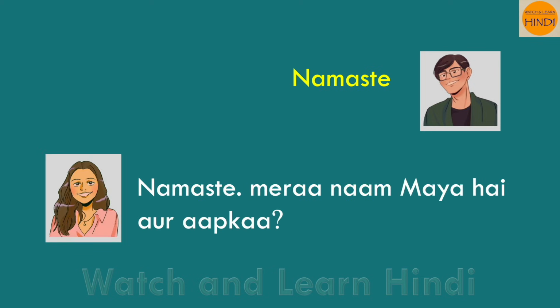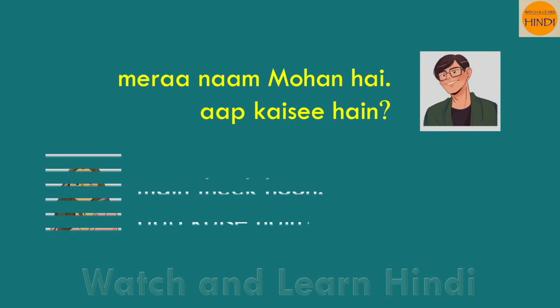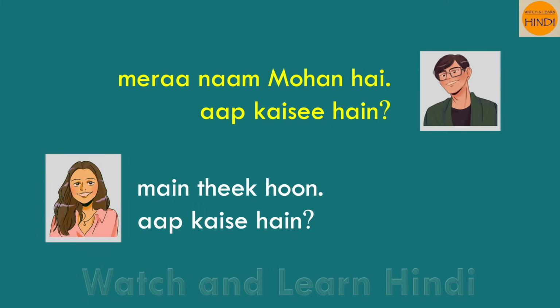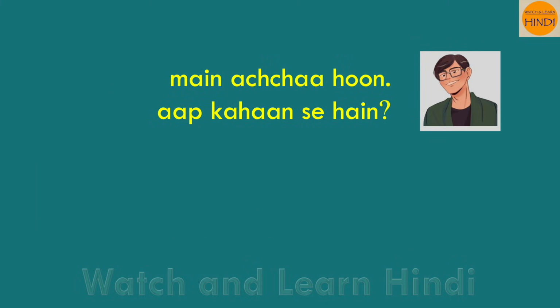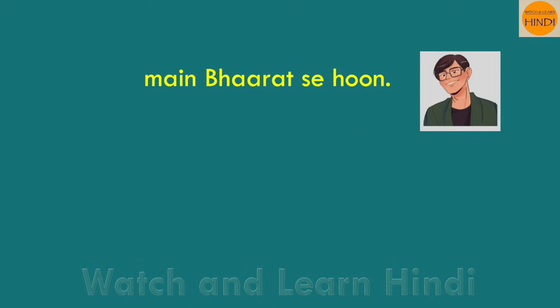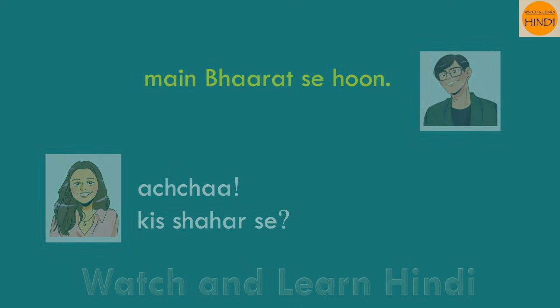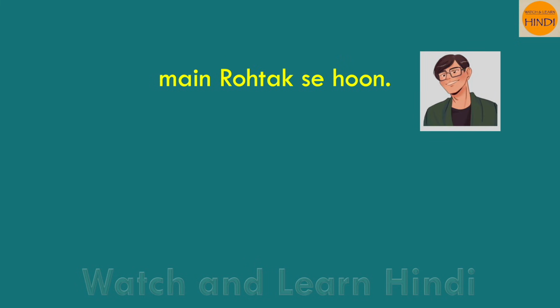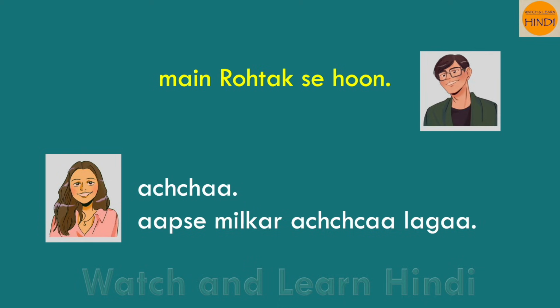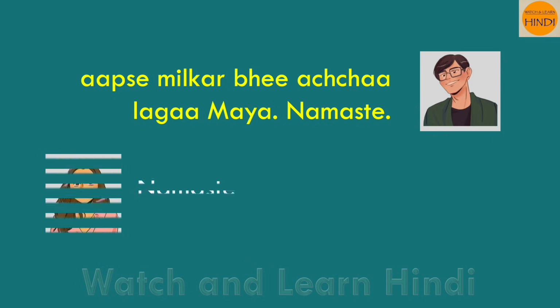नमस्ते. नमस्ते, मेरा नाम माया है और आपका? मेरा नाम मोहन है. आप कैसी हैं? मैं ठीक हूँ, आप कैसे हैं? मैं अच्छा हूँ. आप कहाँ से हैं? मैं शिकागो से हूँ और आप? मैं भारत से हूँ. अच्छा, किस शहर से? मैं रोहतक से हूँ. अच्छा, आपसे मिलकर अच्छा लगा। आपसे मिलकर भी अच्छा लगा माया. नमस्ते. Namaste.